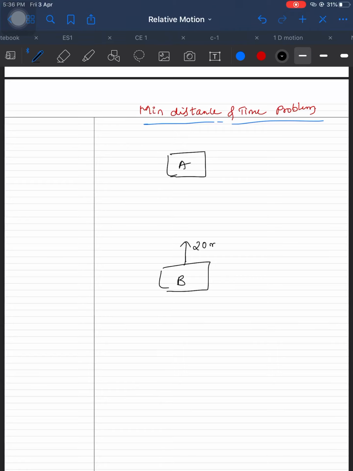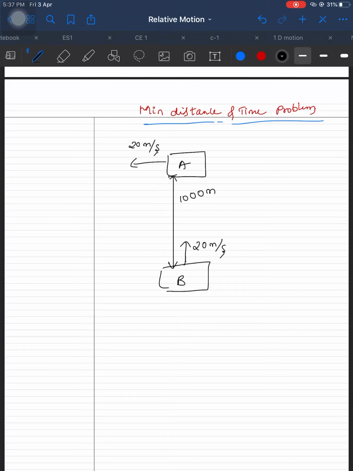Car B is moving upward with a velocity of 20 meters per second and car A is moving in this direction with 20 meters per second, and the distance between them is say 1000 meters, 1 kilometer we'll say.